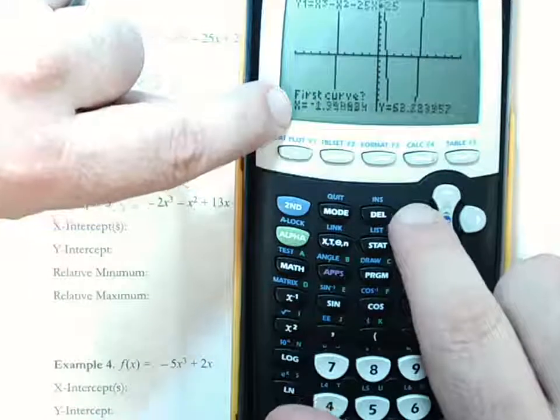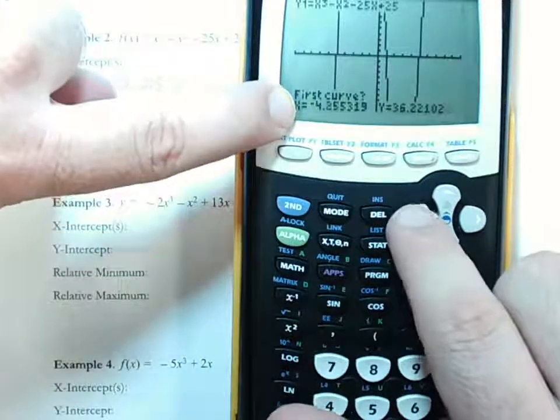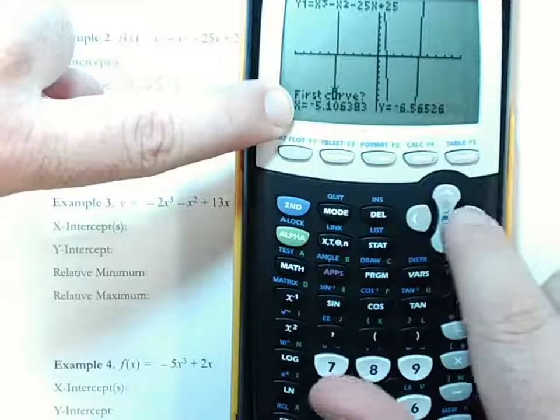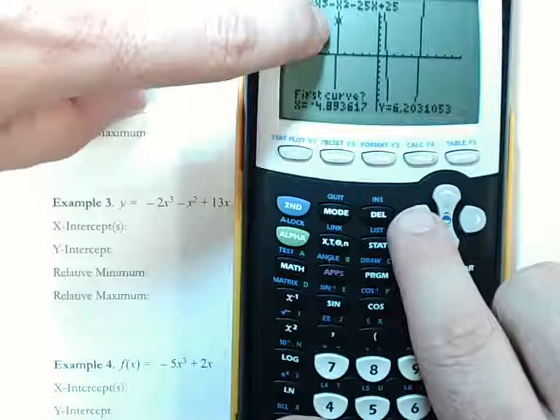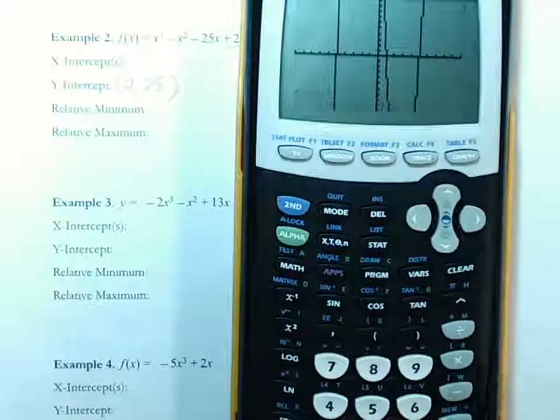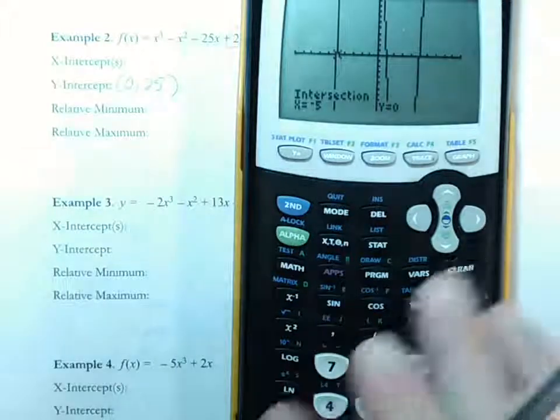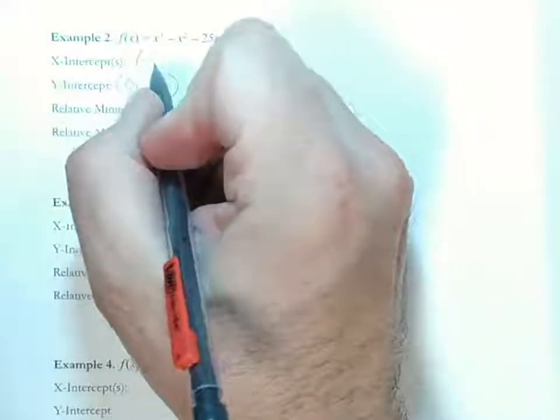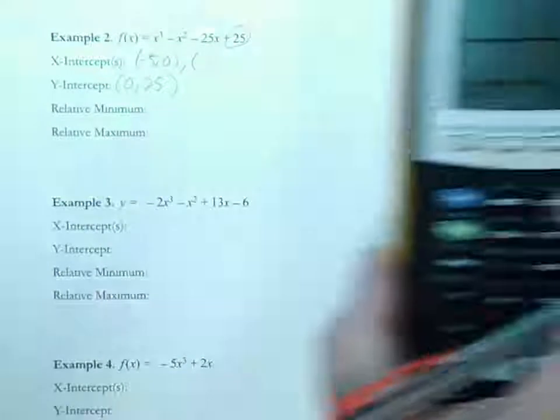I'm going to follow this right here. This is telling me where my cursor's at, and when it gets close to -5, there we go. I'll be able to see it again. Enter, enter, enter. Just needs to be close. Hey, look, -5, 0. That's awesome. Let's see what the next ones are.